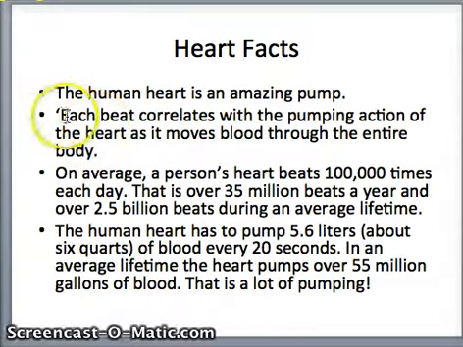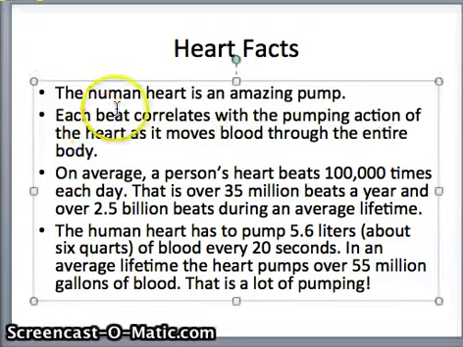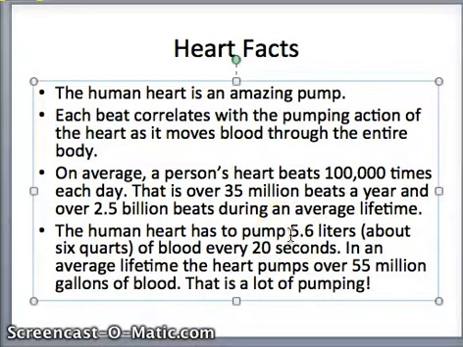So here are some key cool facts. Obviously the heart is a pump. The average person's heart beats 100,000 times each day, and that's 35 million beats a year, and possibly, depending on how long you live, 2.5 billion beats during your lifetime, which is pretty crazy how much that is. And it pumps about 5.6 liters every 20 seconds. So remember those soda bottles that are 2 liters? You could fill almost 3 of those every 20 seconds, which is kind of crazy.